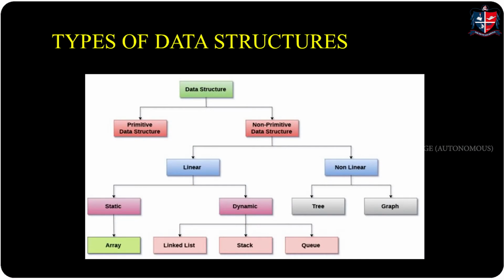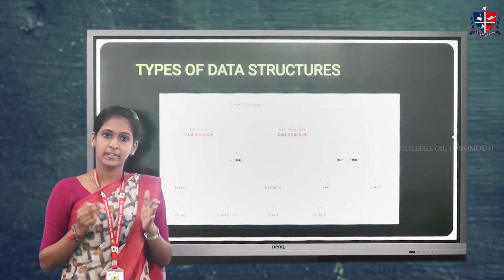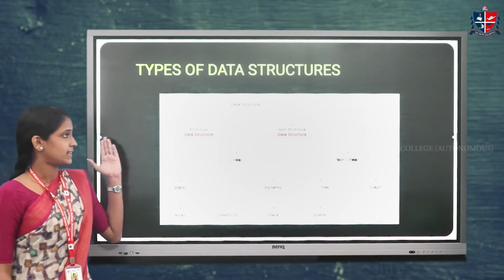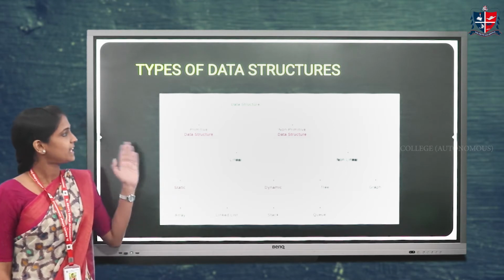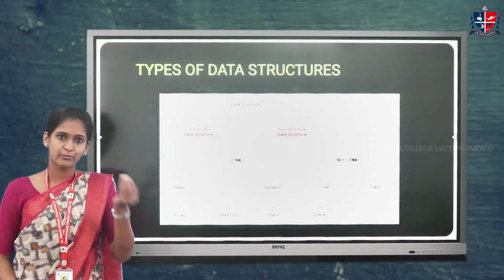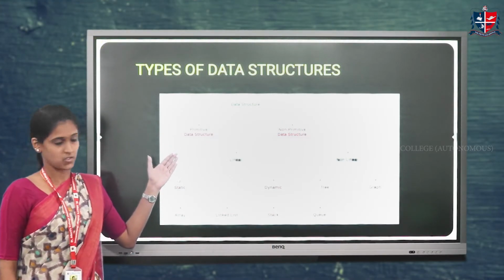Next we are going to discuss the types of data structures. Now we understand what a data structure is, so let's check out the types. Mainly we can classify data structures into primitive data structures and non-primitive data structures. Primitive data structures are the primitive data types in pure form, such as integer, float, character and all.